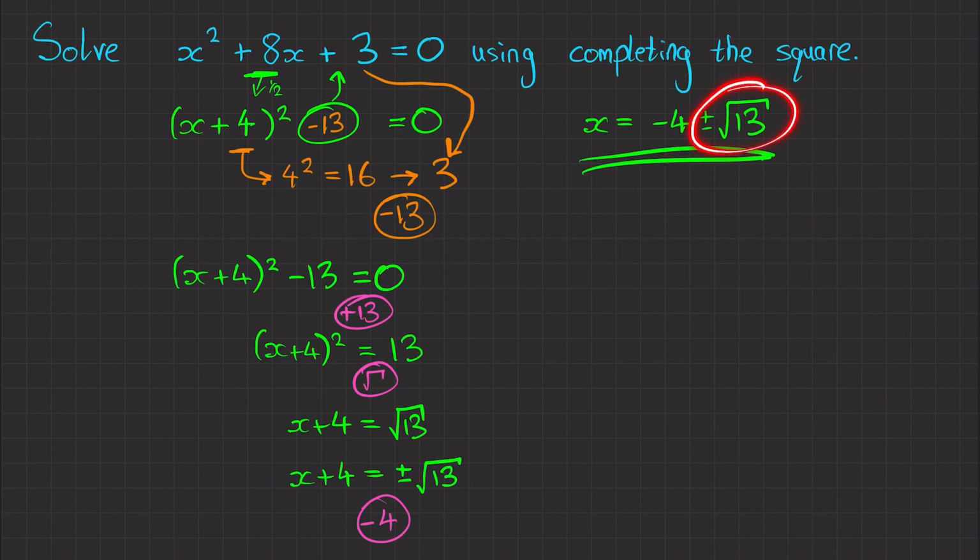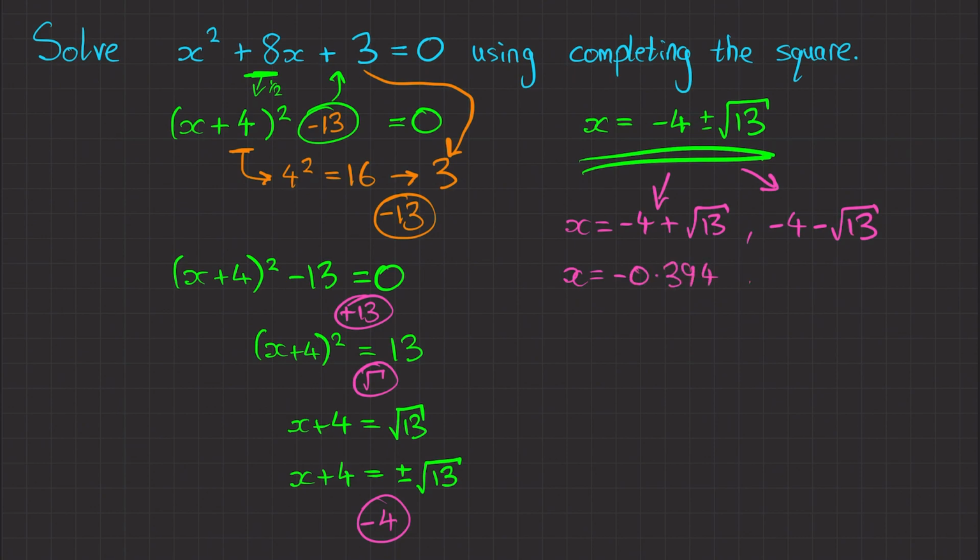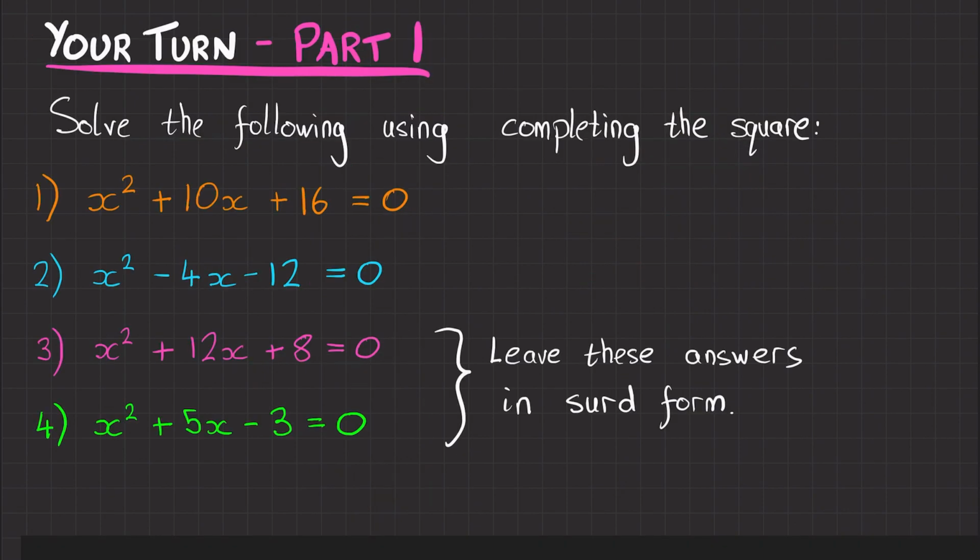We've left this in surd format so as to keep it as accurate as possible. Breaking this down a bit, we can show that this is actually x equals minus 4 plus root 13 and minus 4 minus root 13. If we enter these into our calculator, we'll have x equals minus 0.394 and minus 7.606. Four questions for you to try now. Pause the video, resume when you're ready to see the answers, and then move on to the next demonstration.